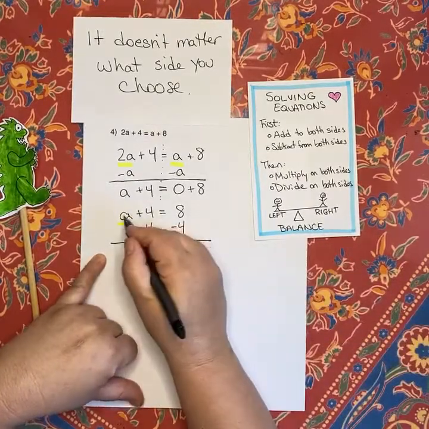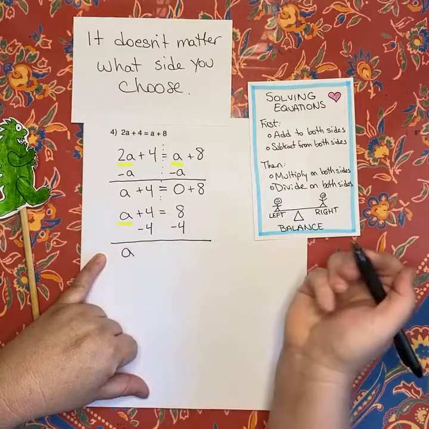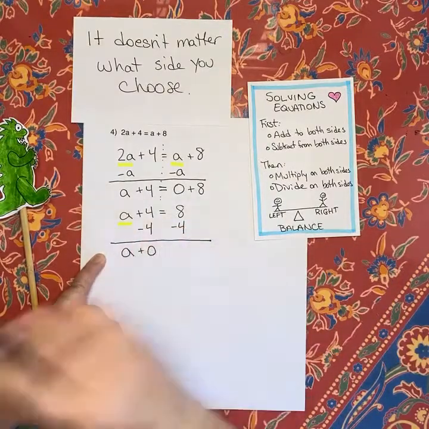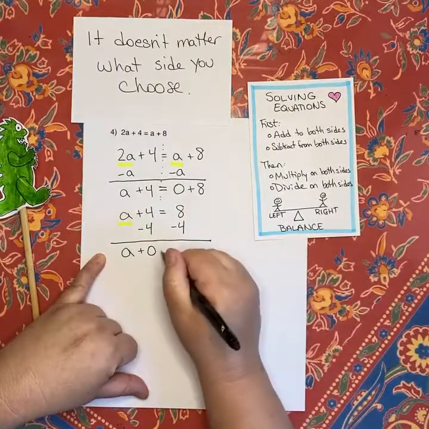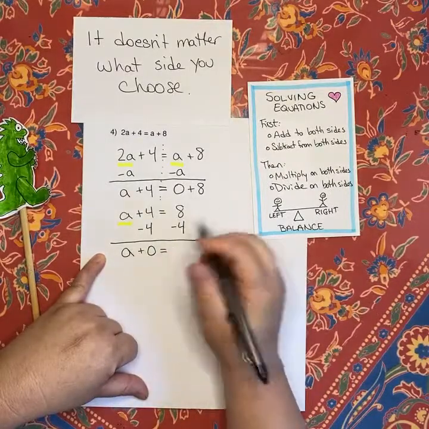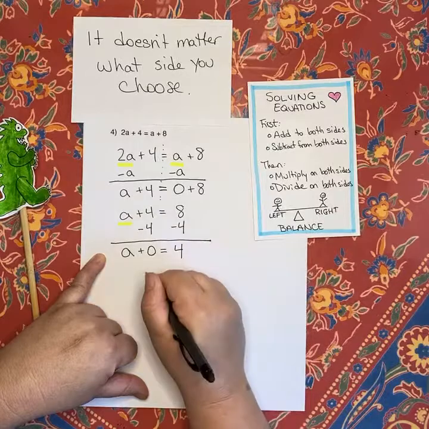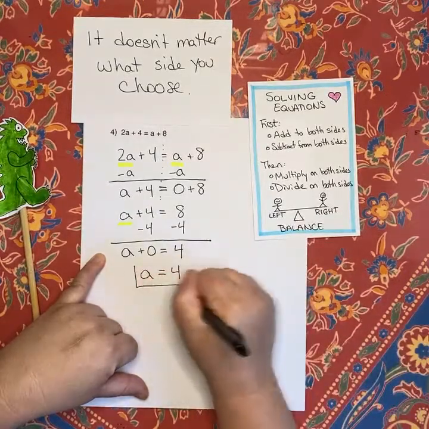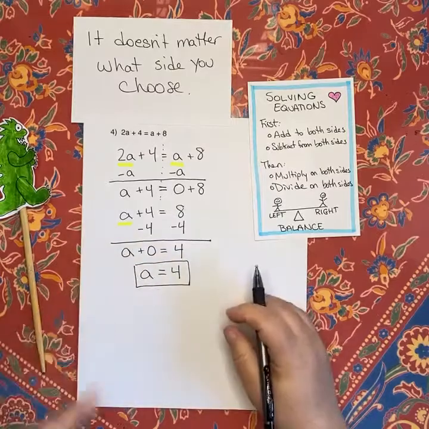Okay, I get an A because it's just hanging out. The 4 minus 4 is a 0, or leave that blank if you want. And then over here, 8 minus 4 is 4. So in other words, A equals 4. Oh my gosh, yay, we got the answer, woo, yay.